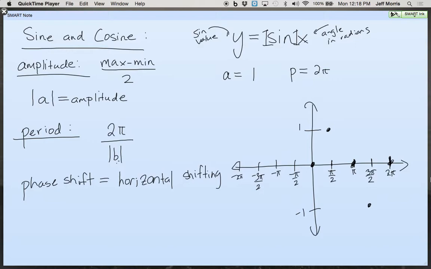You ready? Middle, bottom, middle, top, middle. Let me read it again. Middle, bottom, middle, top, middle. Predict the next one. If it follows the same pattern, it better be what? Bottom. Back to the middle, back to the top, back to the middle. Here's the cool thing. Once you get 2 points down, don't you already know the pattern for sine now? You only need 2 points, and then the pattern just follows every time. Sine and cosine, the pattern never changes.